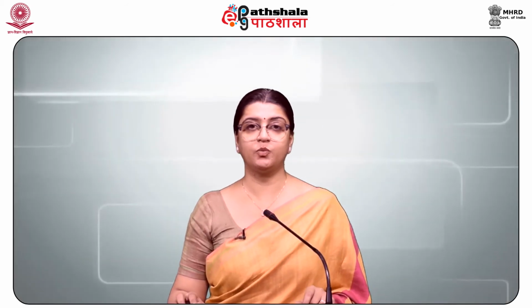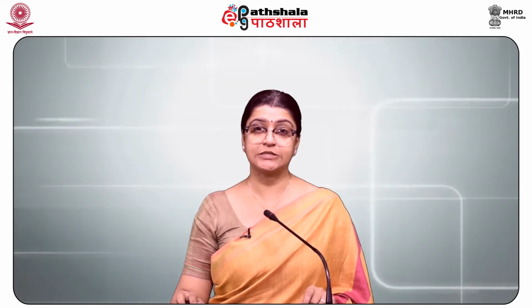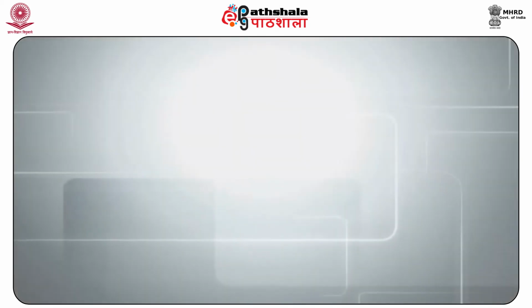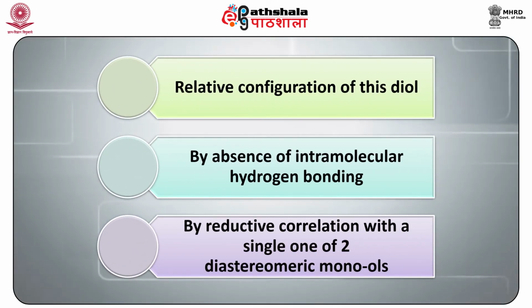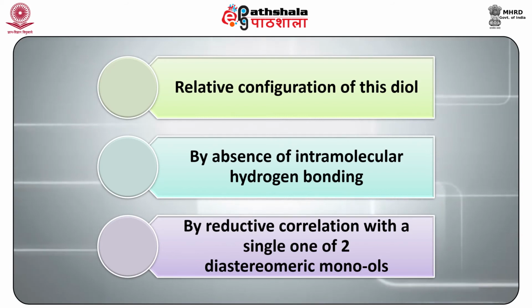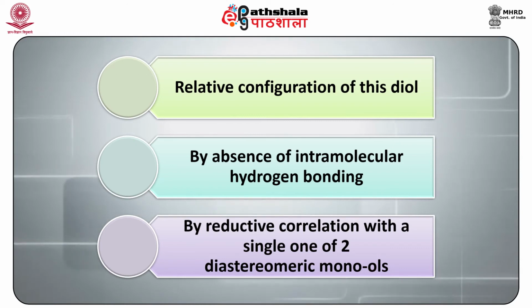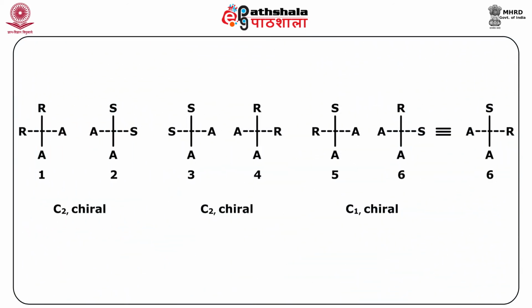The first correct one was found by Gerlach in 1968 and is concerned with the dione, which is shown in this figure. It is based on that of its diol precursor. The precursor from which this dione has been made is also shown here in the same figure. The relative configuration of this diol had been established by the absence of intramolecular hydrogen bonding and also by reductive correlation with a single one of the two diastereomeric monools. The latter result demands C2 symmetry.